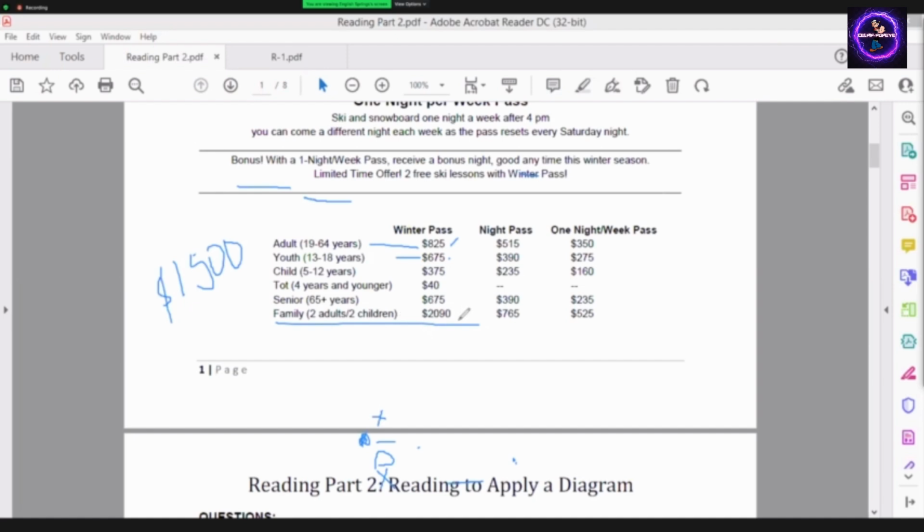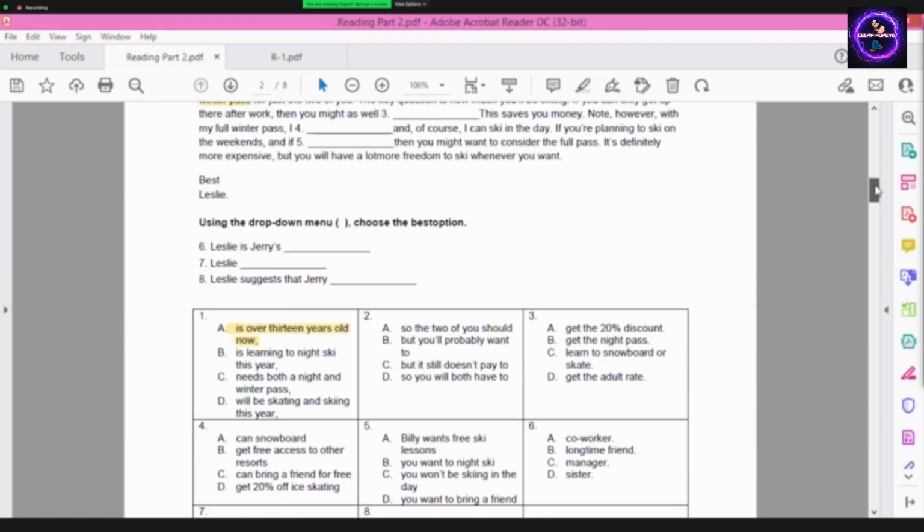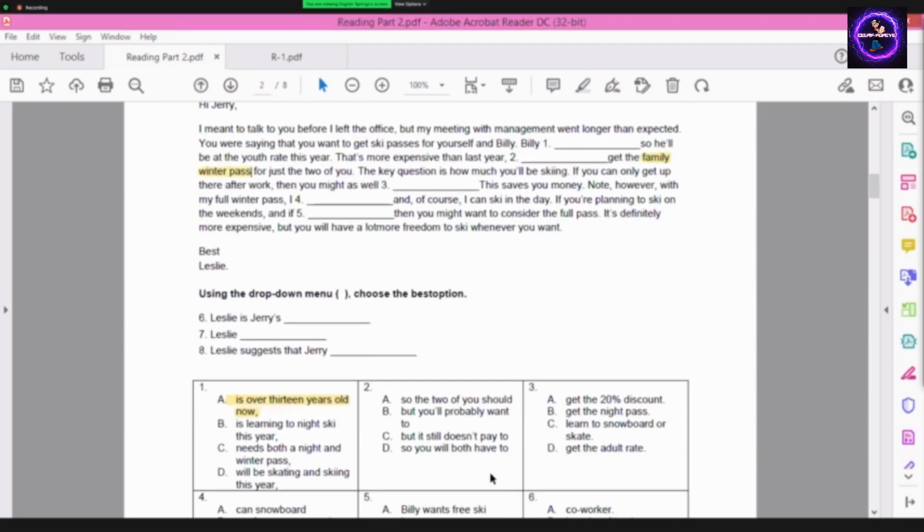So as a friend, you won't suggest something that's more expensive. So you will say that they want to go for separate tickets instead. Yes, they will want to go for separate tickets. So thus we can think that the answer lies in: that's more expensive than last year, but it still doesn't pay to get the family winter pass.